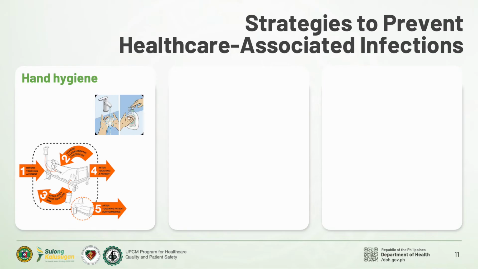To easily identify when hand hygiene should be performed, the World Health Organization has developed the 5 moments of hand hygiene model. These moments are before touching a patient, before a clean or aseptic procedure, after bodily fluid exposure risk, after touching a patient, and after touching patient surroundings.